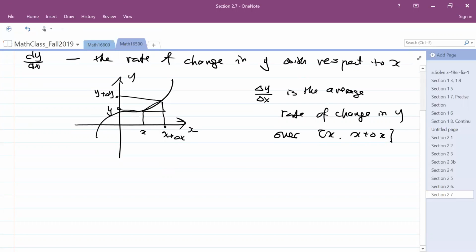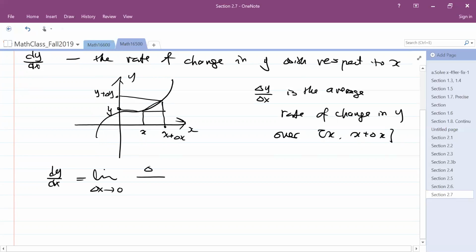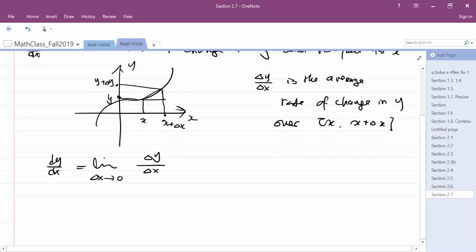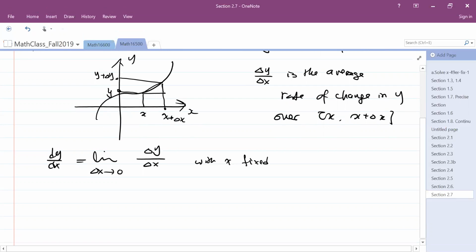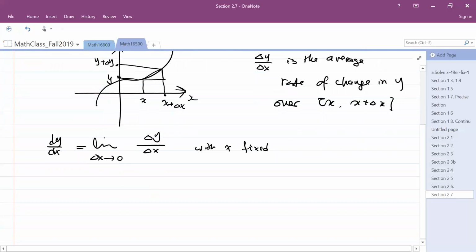And the ratio is the average rate of speed. So the derivative of y with respect to x is actually the limit as delta x approaches 0 of delta y over delta x. That's why that gives the instantaneous rate of change in y, simply called the rate of change, with x fixed here. You fix x, then you let delta x approach 0. So the limit is the derivative.